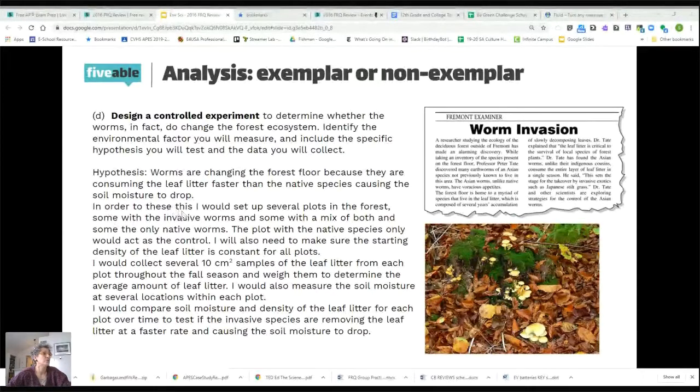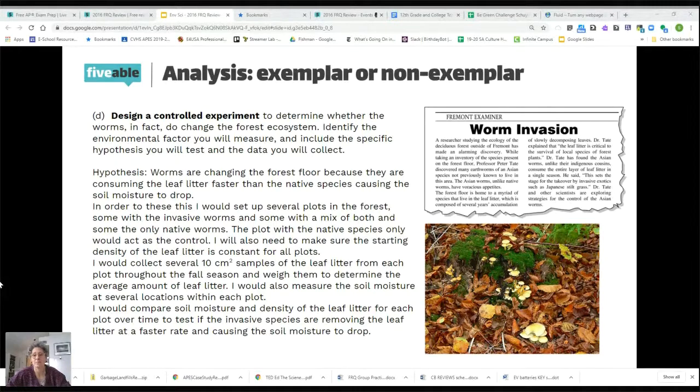In order to do this, I would set up several plots in the forest, some with invasive worms, and some with a mix of both, and some with only native worms. The plot with the native species only would act as the control, okay?